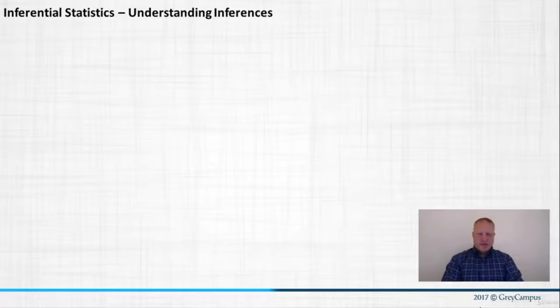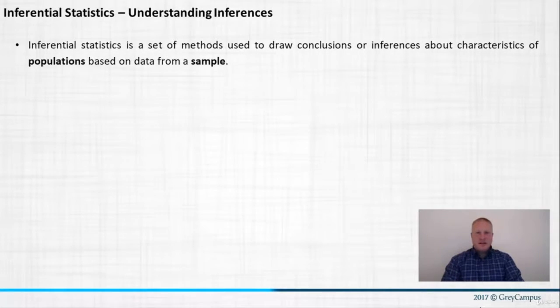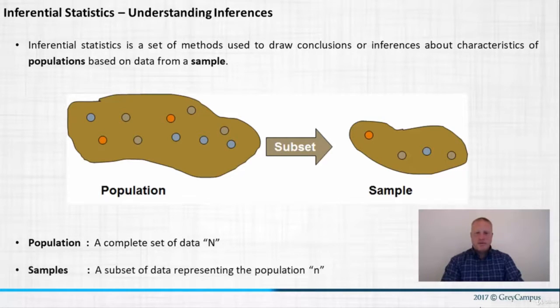Inferential statistics is a major component of Six Sigma. What it does is it takes a sample or a subset of the population, the larger group, and makes inferences or conclusions based on that sample. The population size is represented with a capital N, and the sample size is represented with a lowercase n. That is the number of observations within the sample or within the population respectively.